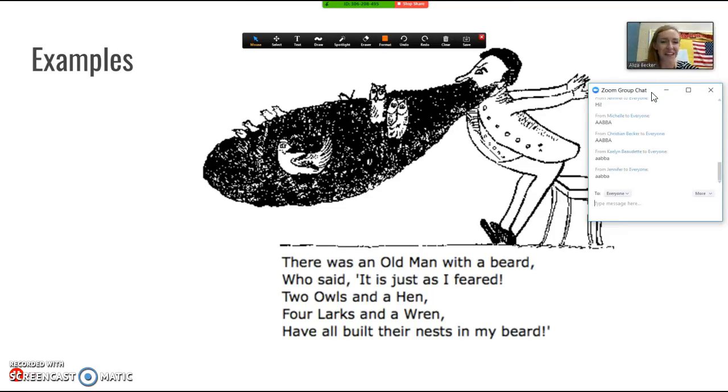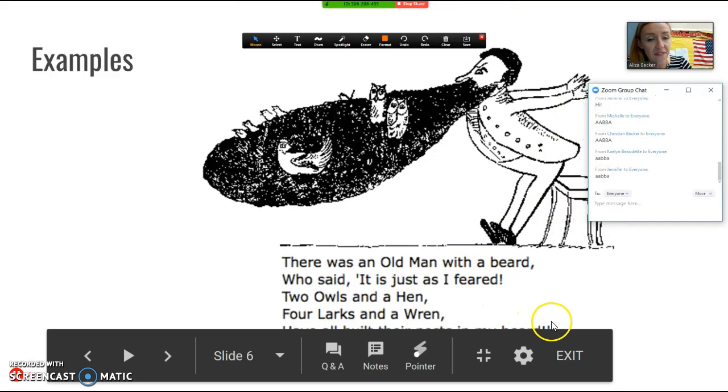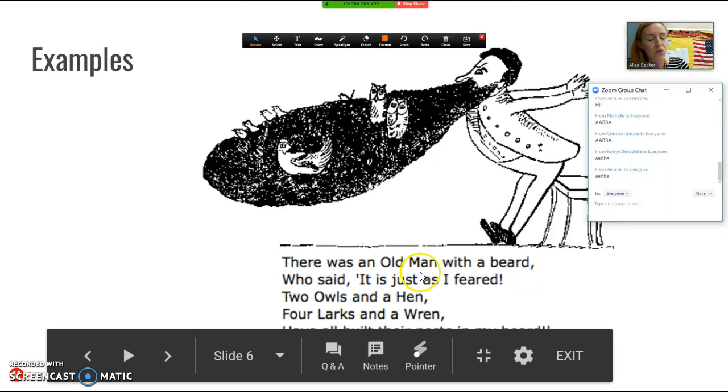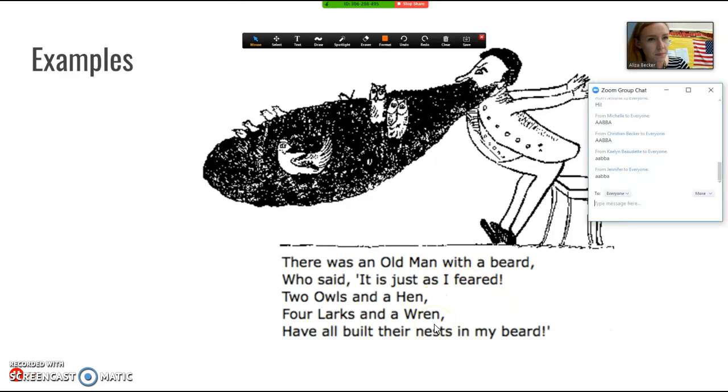Excellent. Thank you very much. And again, we're seeing that same A, B, B, A rhyme scheme. What else in particular do lines 1, 2, and 5 have in common? They're different from lines 3 and 4. Let's type it in the chat box. What is something you notice that is different between lines 1, 2, and 5 from lines 3 and 4? It has to do with the length.